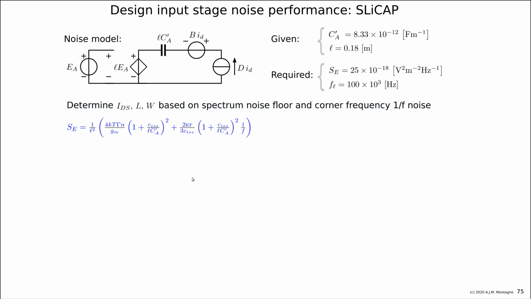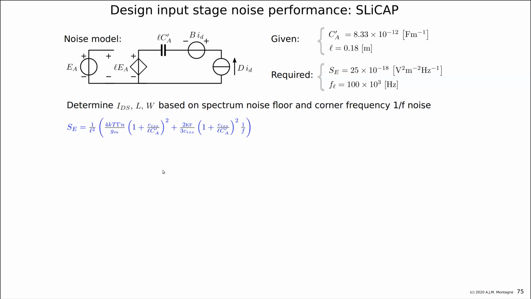Let's make the complete equation. Let's just transfer everything to the input. And then you have an equation like this. And here you see a noise floor, 4kT gamma n divided by gm L squared, times 1 plus this capacitance ratio squared. And you see in the second term a term that relates to the 1 over f frequency. You could say fL equals 2 kF divided by 3 Ciss times this capacitance ratio factor times 1 over L squared. So basically, we have a requirement for f low, and we have a requirement for the noise floor, so we can just fill it in the equation and see what we get.